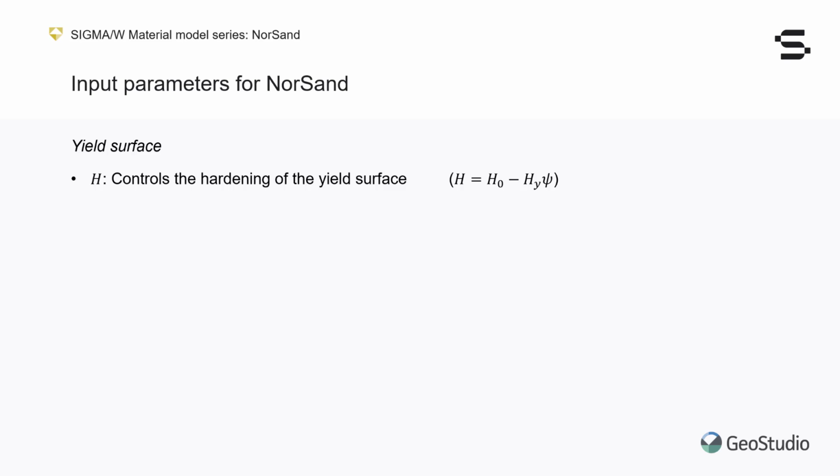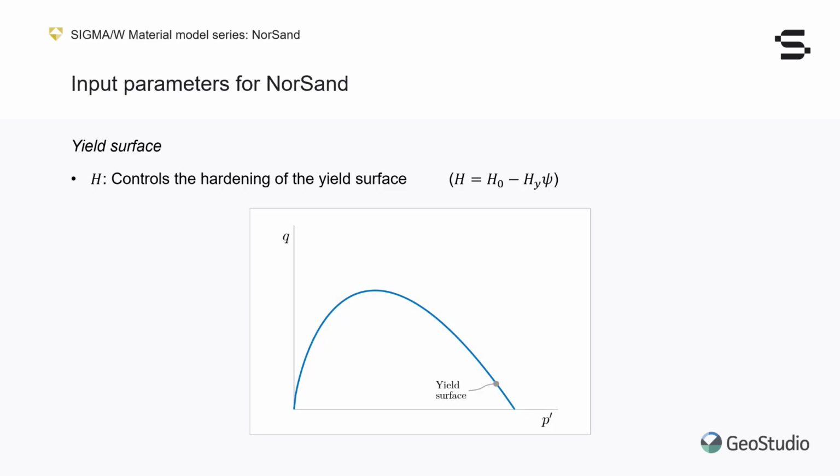The hardening of a yield surface refers to a change in the yield surface size and position. Here is NorSand's yield surface. It adopts a similar teardrop shape as the original cam clay model. The yield surface delimits the elastic from the elastoplastic region. A stress point that is located inside the yield surface will only produce elastic deformations upon loading. A stress point located exactly on the yield surface will produce both elastic and plastic deformations.